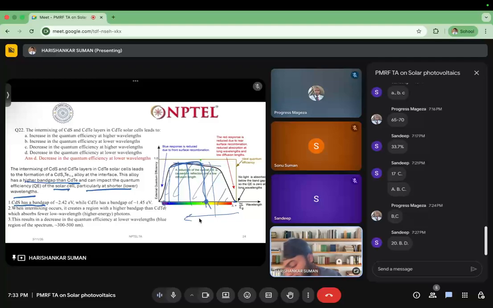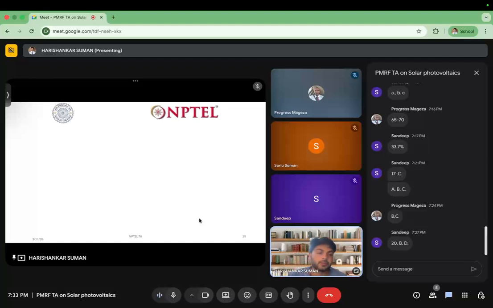So when the intermixing occurs, it creates a region with the higher band gap, which absorbs fewer lower wavelength, higher energy photons. Only this fewer wavelength, higher energy. Let's say this domain we are talking about. It results in decreasing quantum efficiency at lower wavelength, the blue side. This is called the blue response spectrum. So the band gap increases and automatically the quantum efficiency will reduce.